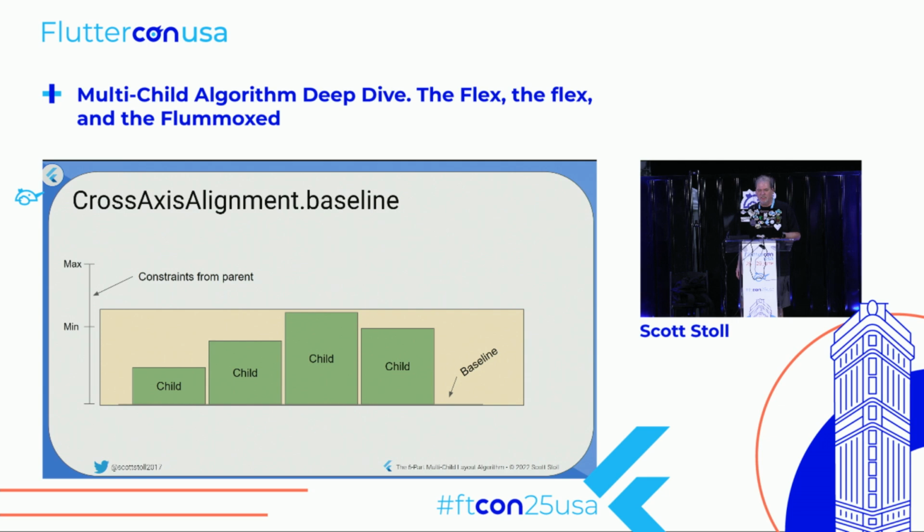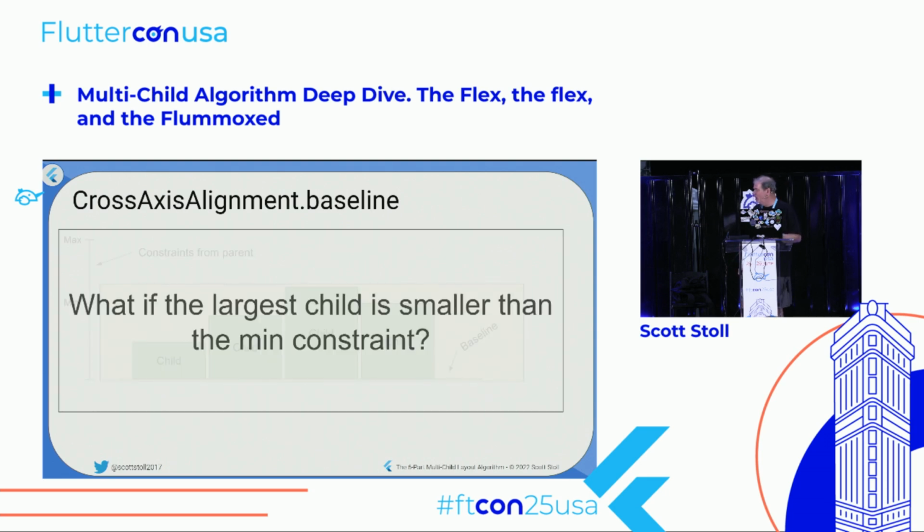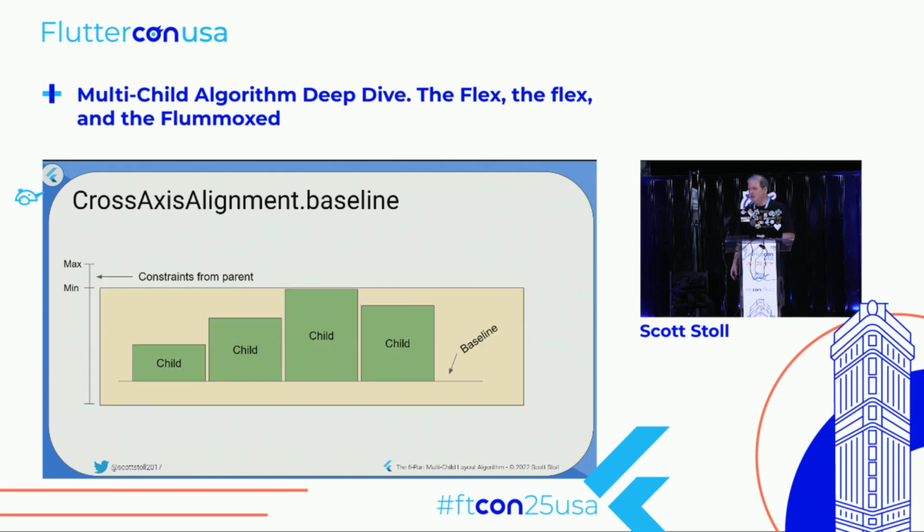But when we look at the constraints, that is because the largest child fits within the minimum and maximum constraints given to it by the parent. However, what if the largest child is smaller than the minimum constraint? Do you ever think about that? Probably not. However, what ends up happening is it floats, because it will align with start. It will align with start right there.